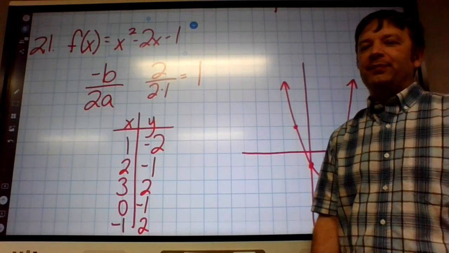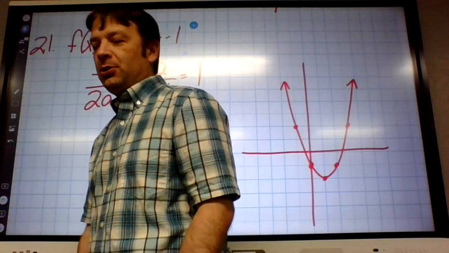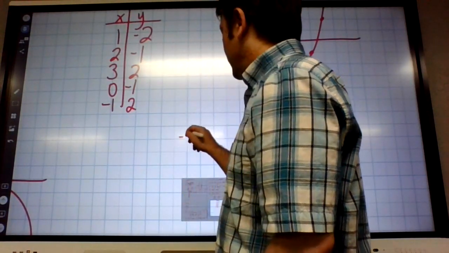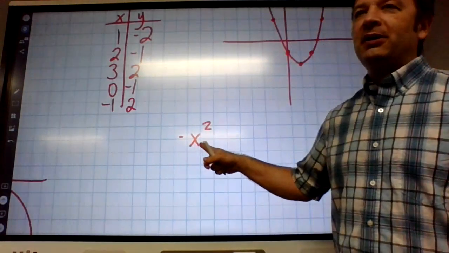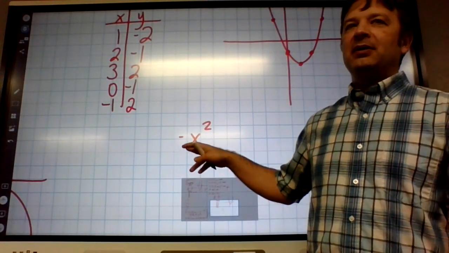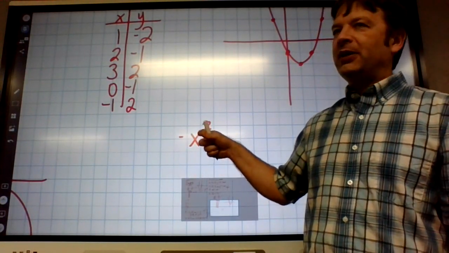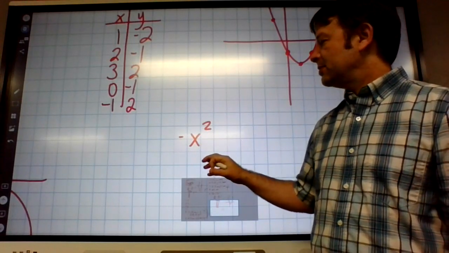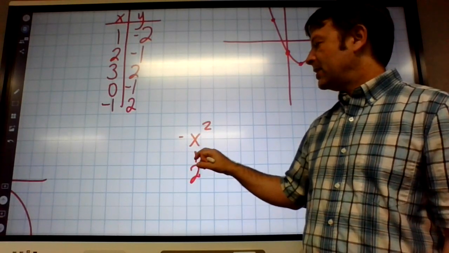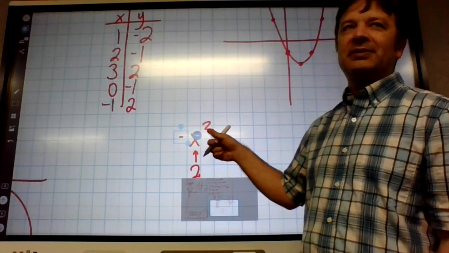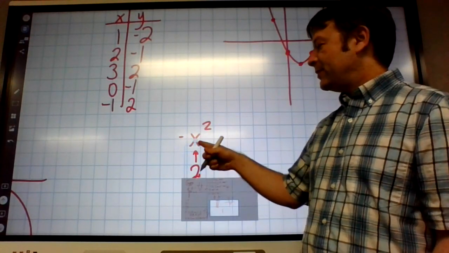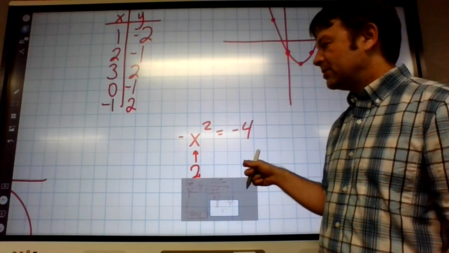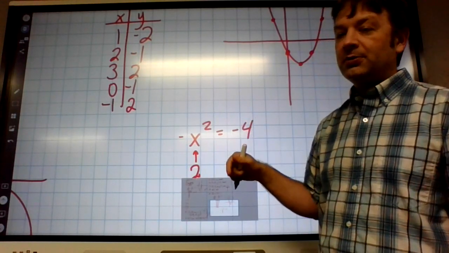Okay, the other class was struggling with 22. You should go ahead and help them. Okay, listen up. If I plug in 2 for x right here, what should it come out as? 2 squared, 4, is -4. Yeah. This negative is not being squared. So if you plug in 2, the negative is not squared. This should be -4. I'm talking about 22. I see.